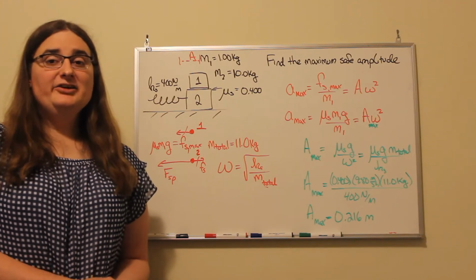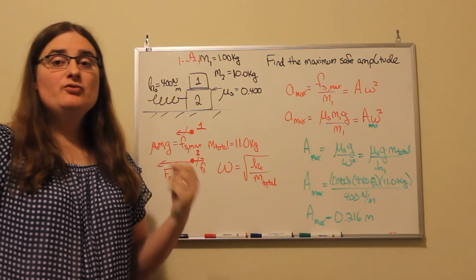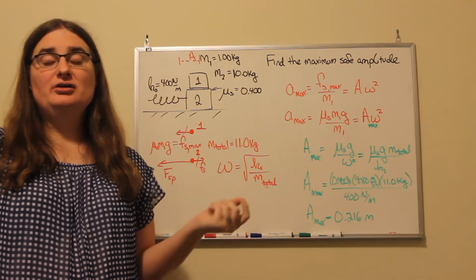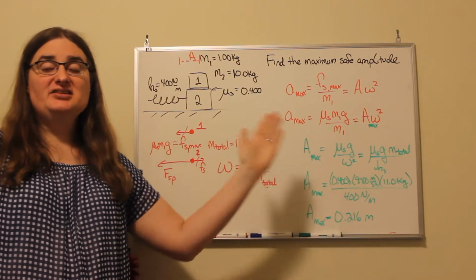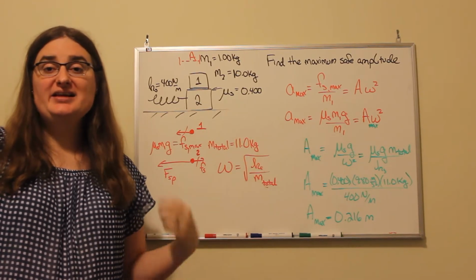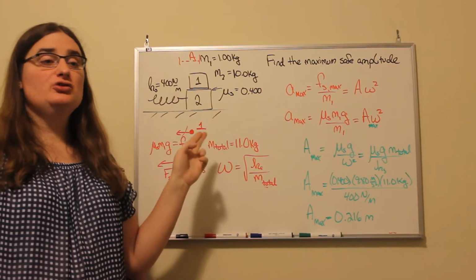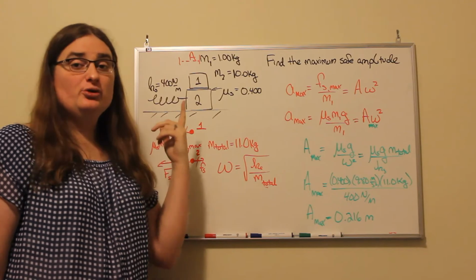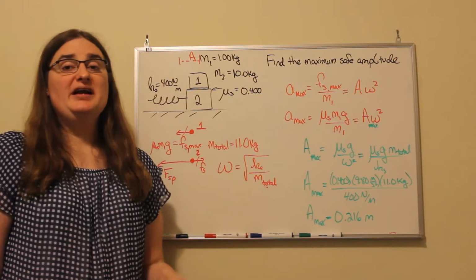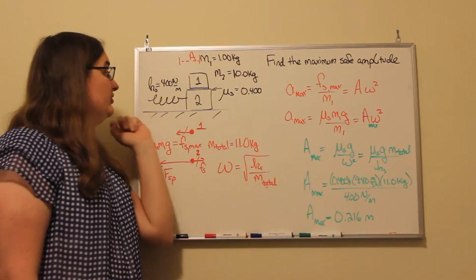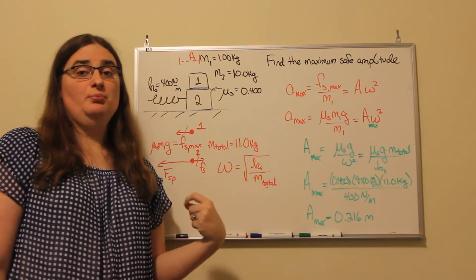Hi, I want to take a look at how we can calculate the maximum safe displacement for a mass that's sitting on a second mass, where the second mass is connected to a spring and is free to oscillate back and forth, and there's only friction connecting the two masses. We're going to assume that there isn't any friction between the bottom mass and the ground, though, to make our lives a bit easier. So the coefficient of friction between the masses, we're told, is 0.4.